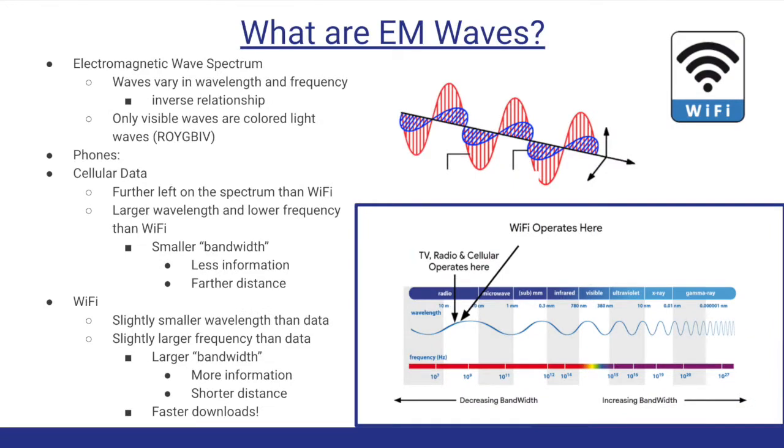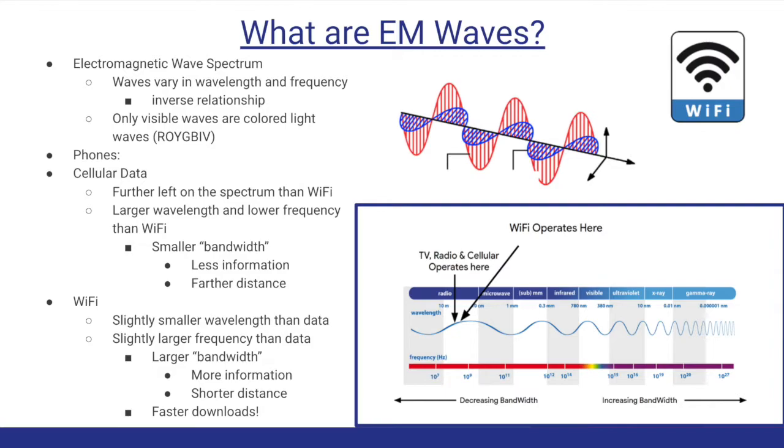Electromagnetic waves combine electric field and magnetic field. As shown in the red and blue illustration, these fields oscillate perpendicular to each other. The EM spectrum encompasses the types of waves that exist, with decreasing wavelength and increasing frequency as you move from left to right. Cellular data and Wi-Fi fall on the left side of the spectrum under radio waves.